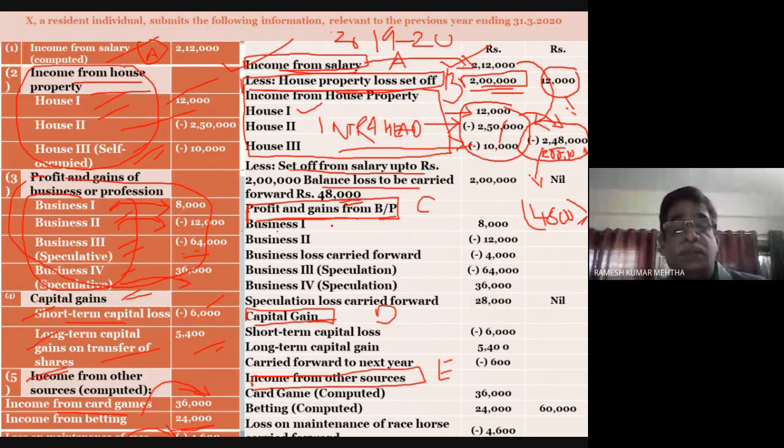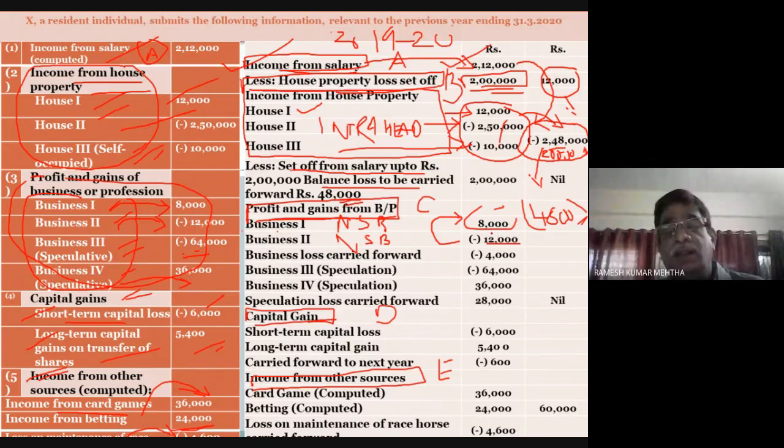Business one is a non-speculative business, and there is a profit of 8,000 rupees. However, business two, which is again a non-speculative business, or a regular, ordinary business, has a loss. What the rule says is that this loss of 12,000 rupees can be set off against speculative business profit. Now the loss is 12,000 rupees, but the profit is 8,000 rupees.